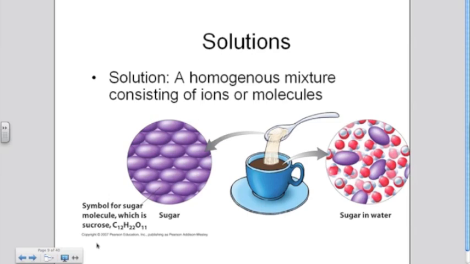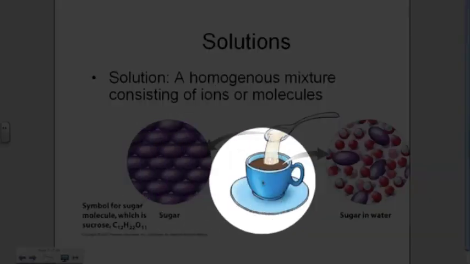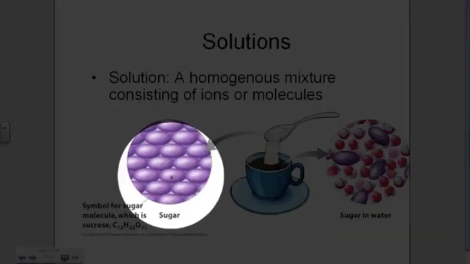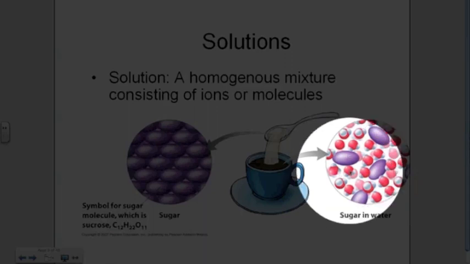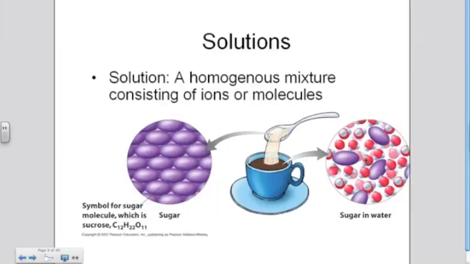So a solution is a homogeneous mixture consisting of ions or molecules. Here we see sugar molecules being placed into some coffee. So the sugar molecules are now surrounded by these water molecules.